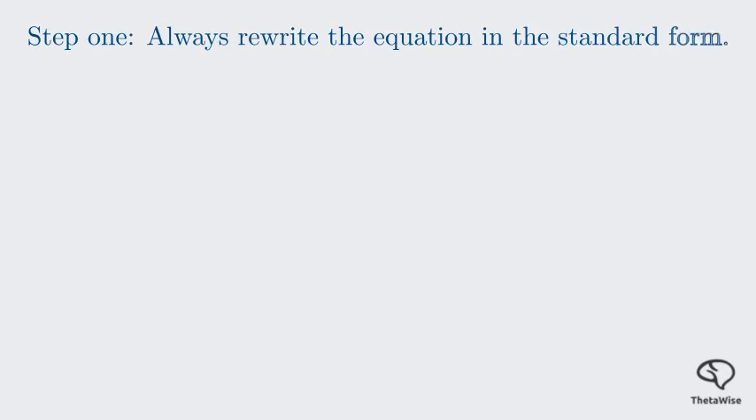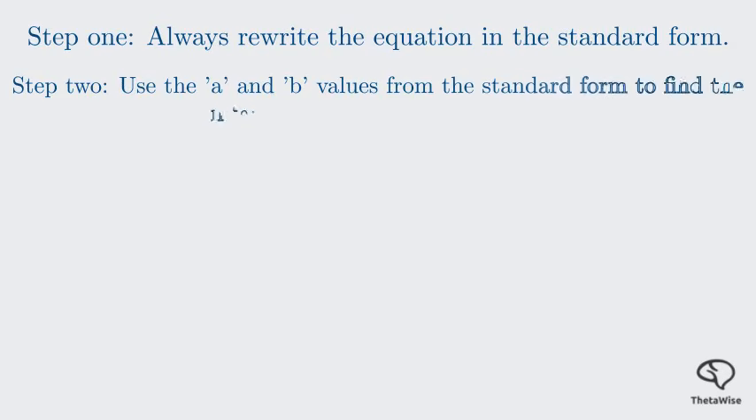Today, we have achieved our learning objective. We've seen how to identify the properties of an ellipse, and most importantly, we've learned the two-step process for sketching its graph. Step 1. Always rewrite the equation in the standard form. Step 2. Use the a and b values from the standard form to find the intercepts and sketch the ellipse. This process ensures you can accurately represent any ellipse from its equation.